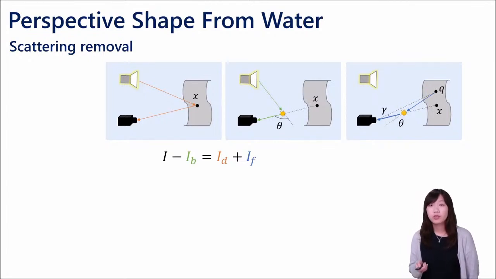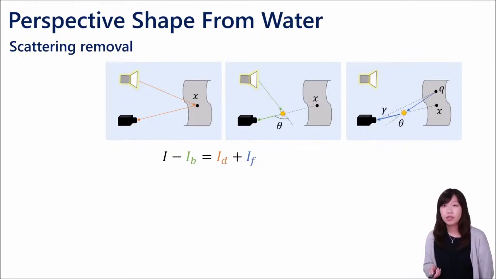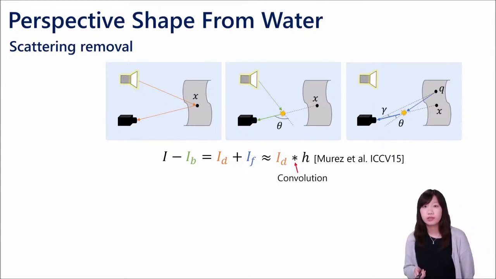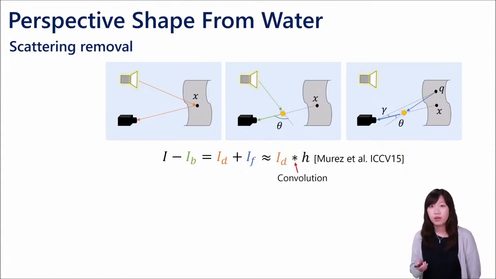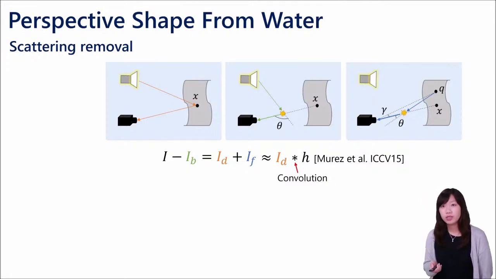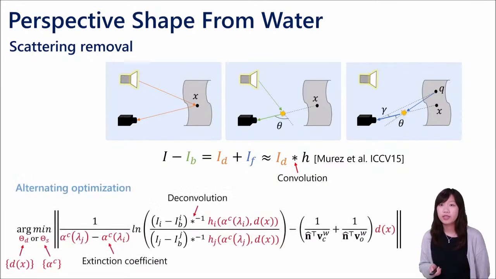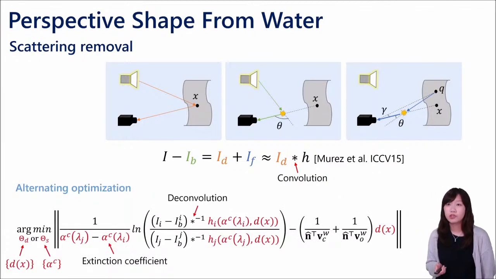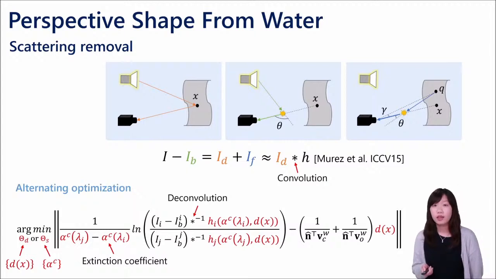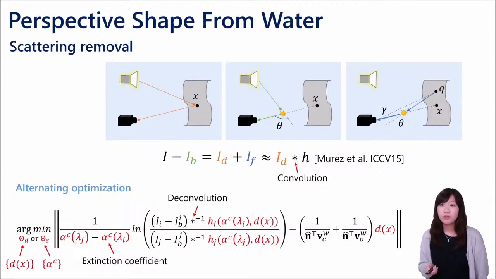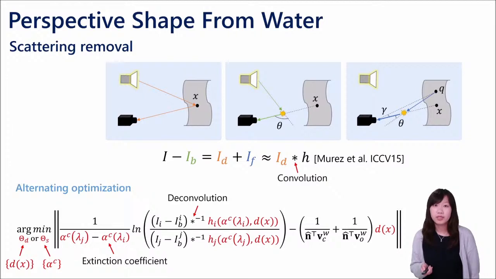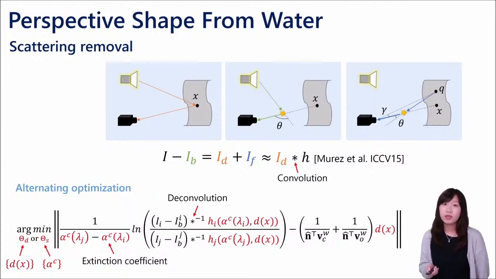We assume the contribution of forward scattering can be approximated with convolution to the direct component. Once we have the initial estimate of both scattering parameters and depth, we can further refine them in an alternating fashion until convergence. Up to here, we have established perspective shape in water with scattering, but for each frame independently.